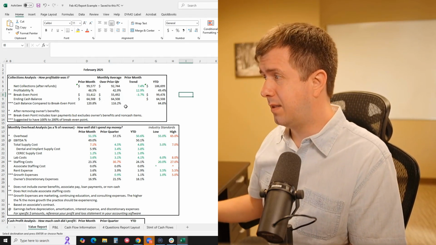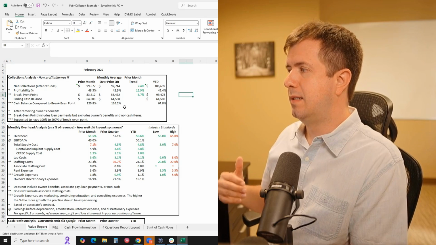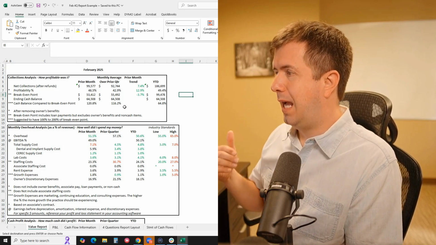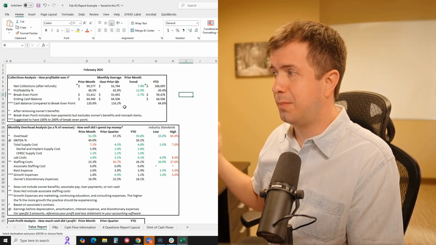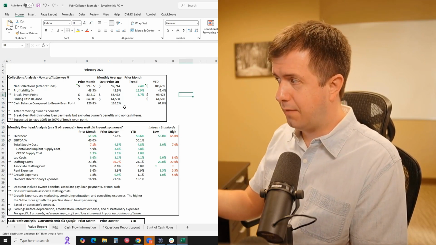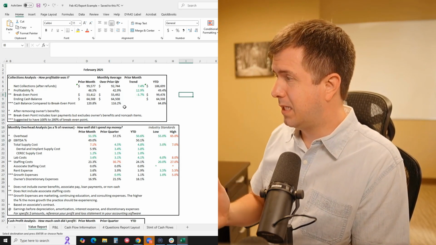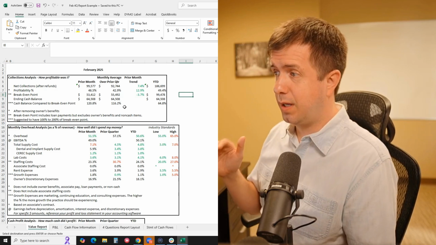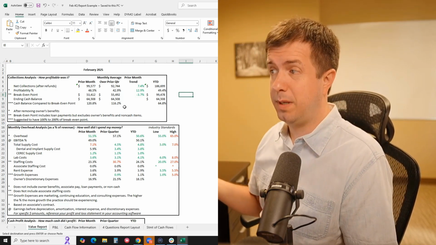Then the second box here: how well did I spend my money? That's commonly called a benchmark. So we're looking at, as a percentage of your revenue, how much it cost for you to do the different categories of expenses in your practice, and how that compares to the industry standards. We have a prior month, same thing, prior quarterly average. We have a year to date on there as well. Green numbers are good. Black numbers are within the range. Red are ones you should pay attention to or be aware of.